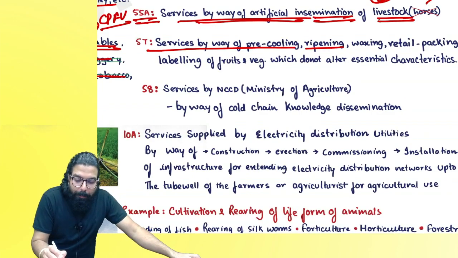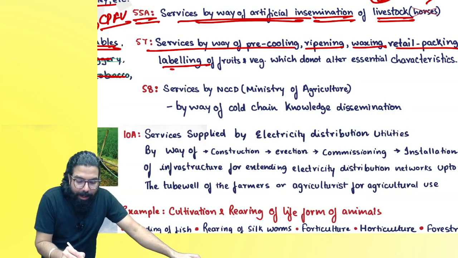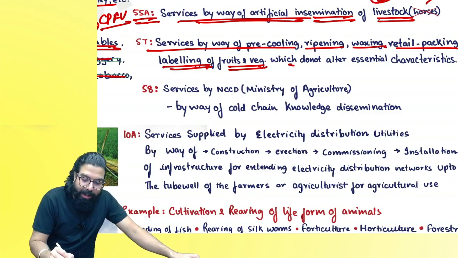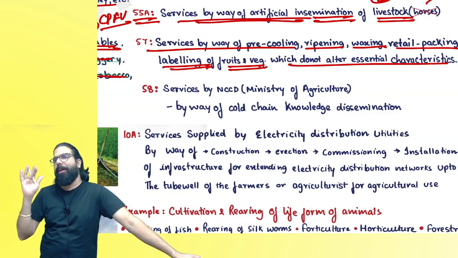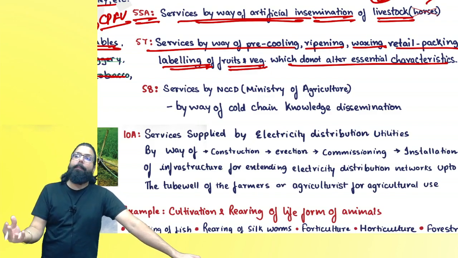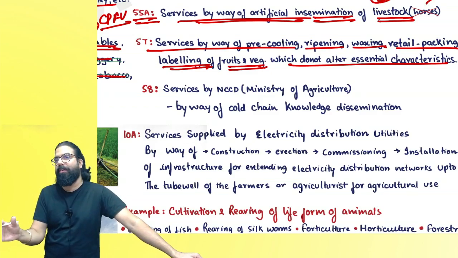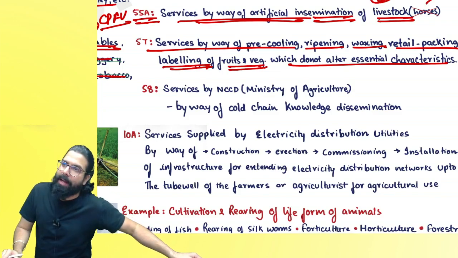Services of pre-cooling, ripening, waxing, retail packing, and labeling of fruits and vegetables, which do not change the essential characteristic, will always be exempted. So if I am doing labeling or pre-cooling or ripening services of fruits and vegetables, then my services also will be exempted.